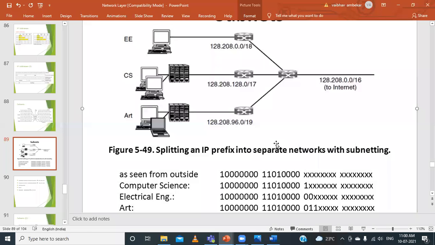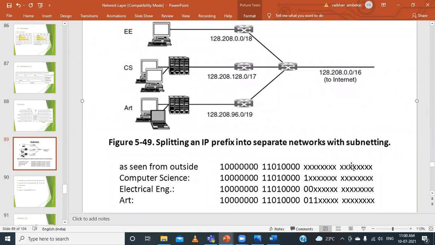Yes, sir. Out of that, what they are representing here is /16. That means the initial 16 bits are the same. Can you observe this everywhere? In the computer science, electrical, engineering and arts departments, everywhere, the starting 16 bits are the same and the remaining can be changed. Usually what happens is, initially we assume that we had only the electrical department, and after a few years, the CS department will also start, and later the arts department will also start.